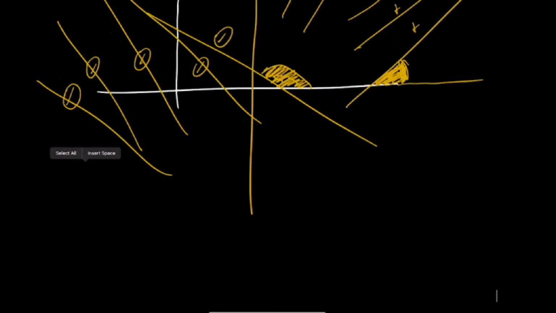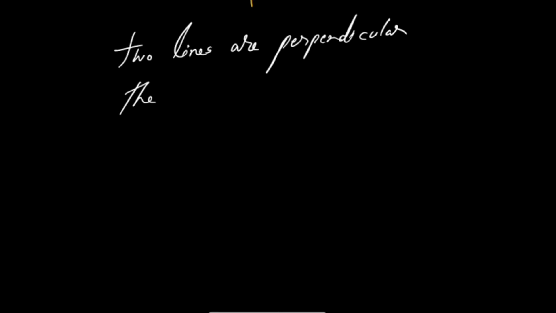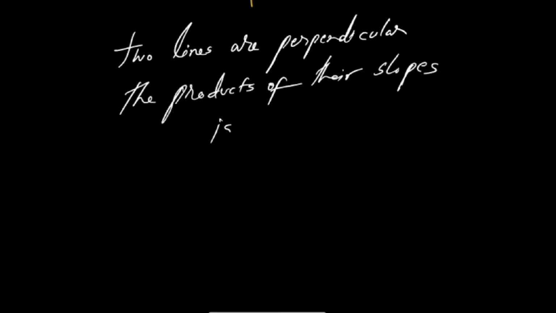Okay, fine. Till here it's fine. Second thing, I told you one thing, and most of you may remember it from school: if two lines are perpendicular, the product of their slopes is -1. If two lines are perpendicular, the product of their slopes is -1.